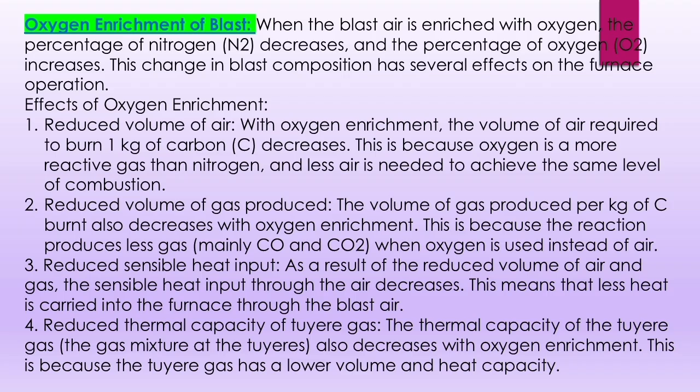3. Reduced sensible heat input. As a result of the reduced volume of air and gas, the sensible heat input through the air decreases. This means that less heat is carried into the furnace through the blast air. 4. Reduced thermal capacity of tuyere gas. The thermal capacity of the tuyere gas, the gas mixture at the tuyere, also decreases with oxygen enrichment. This is because the tuyere gas has a lower volume and heat capacity.